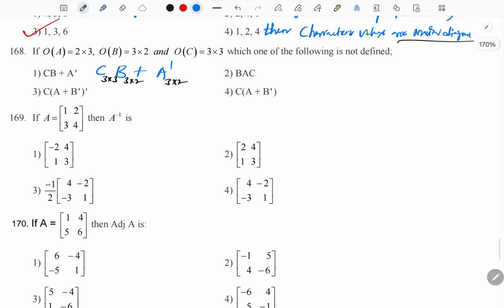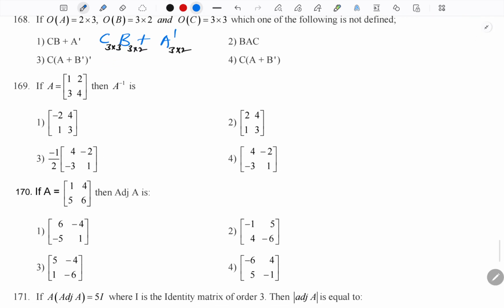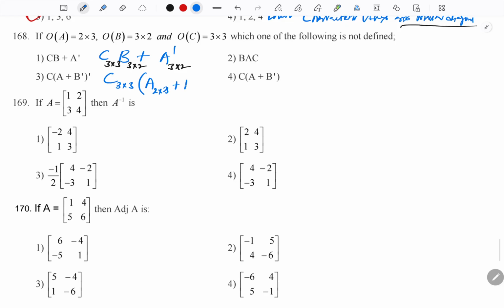C. What is the C here? C is 3 by 3, A plus B transpose. A is 2 by 3 plus B transpose, the transpose of B, right? Transpose of B means 2 by 3, right? And they're saying the whole transpose. Okay, first see this one. Are these two possible? Yes, both orders are the same, we can add, and the resultant should be 2 by 3. Can we multiply? No. But what do they give? Transpose. If I say transpose, what is this transpose resultant? It's 3 by 2, right?